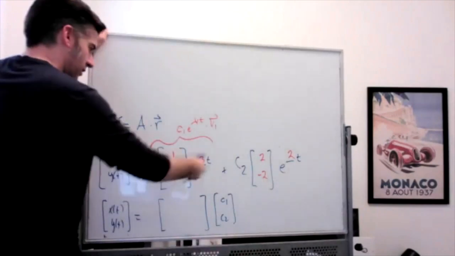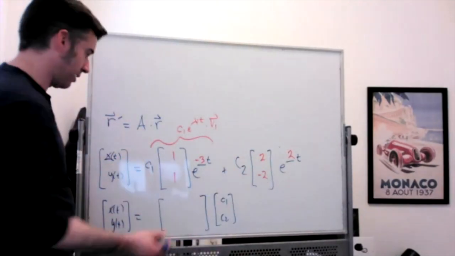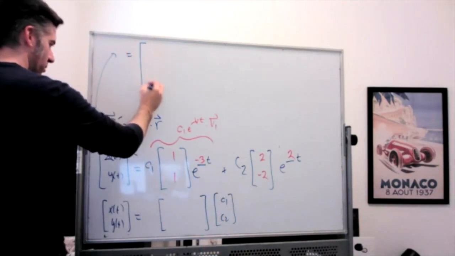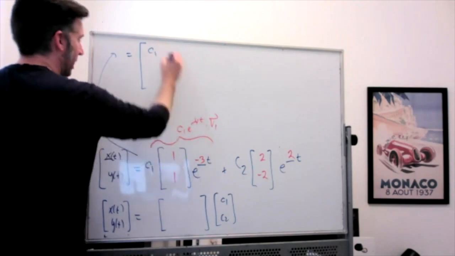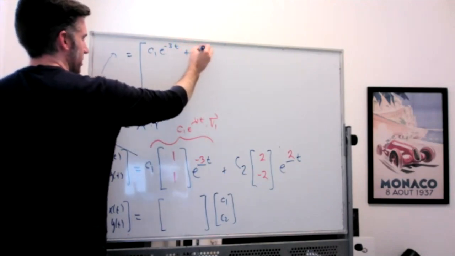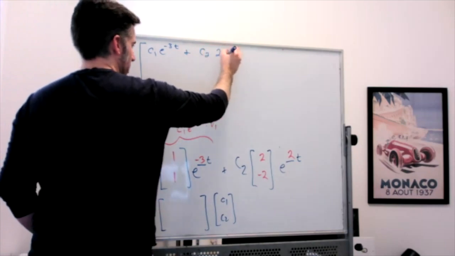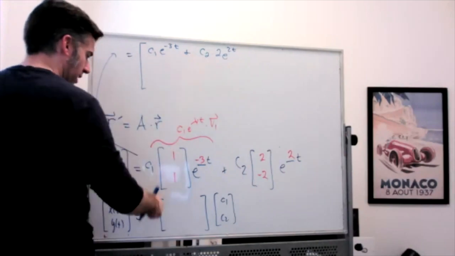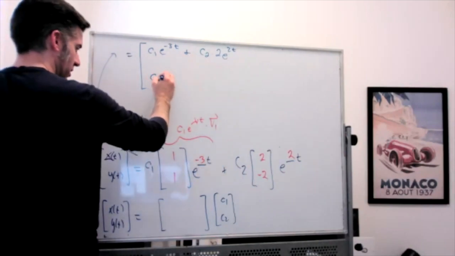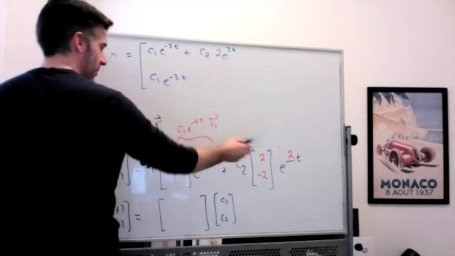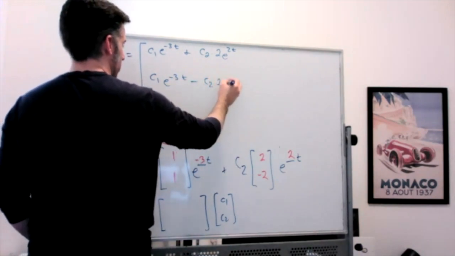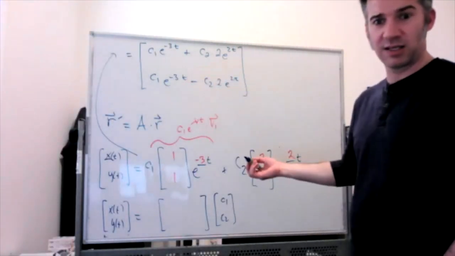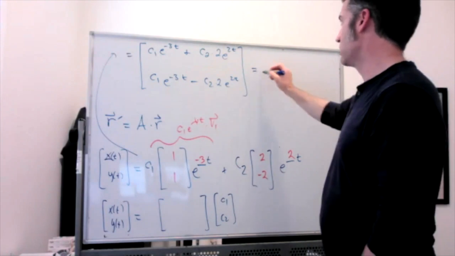If we write this out as one vector, this part is equal to c1 e to the -3t plus c2 times 2 e to the 2t. And the second entry in the second row is c1 e to the -3t minus c2 times 2 e to the 2t. But then we want to write this as something times c1, c2.